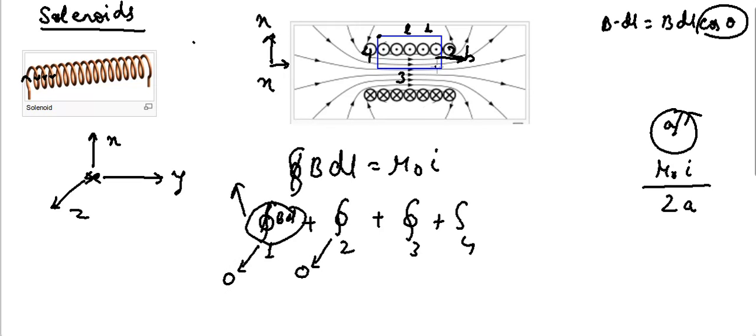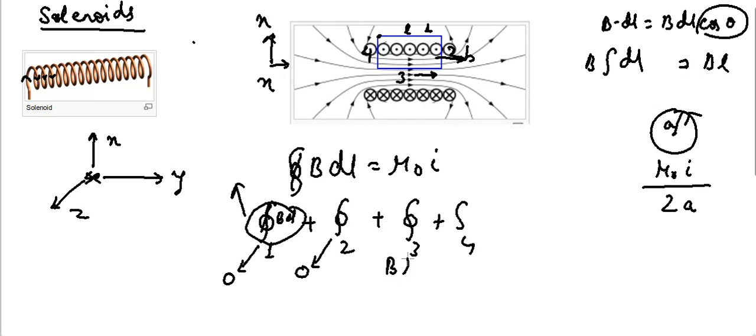Let us evaluate the third term. The length is like this and the magnetic field is also along the length, so it is making a cos of 0 degree. So the integration of B dl will be B dl, cos 0 is 1, and the integration of dl along this side is just the total length of this side, which is L. So this can be written as BL.